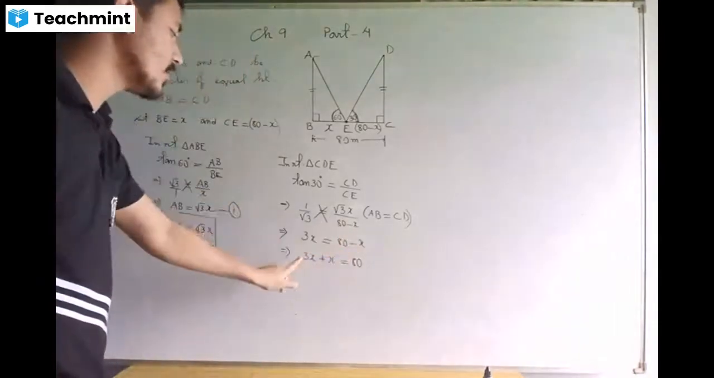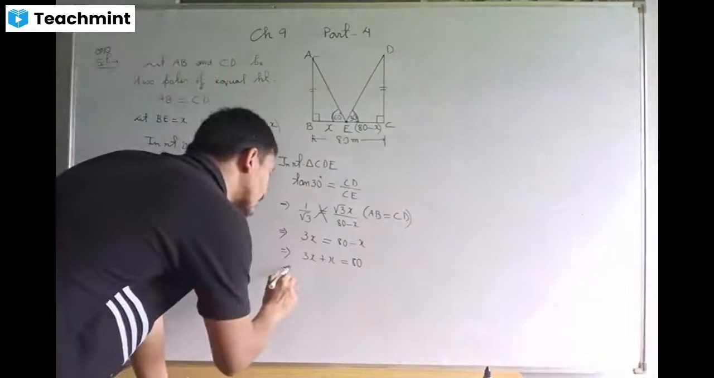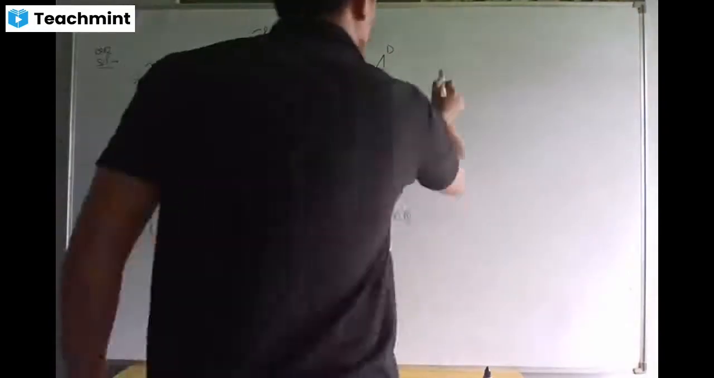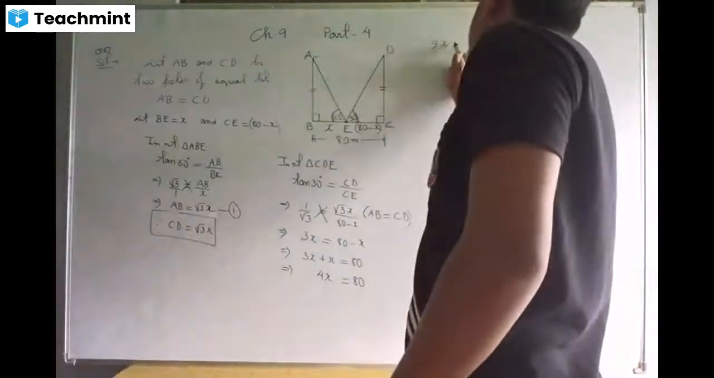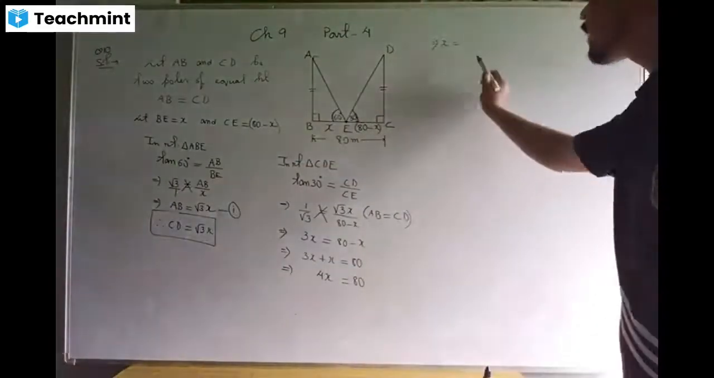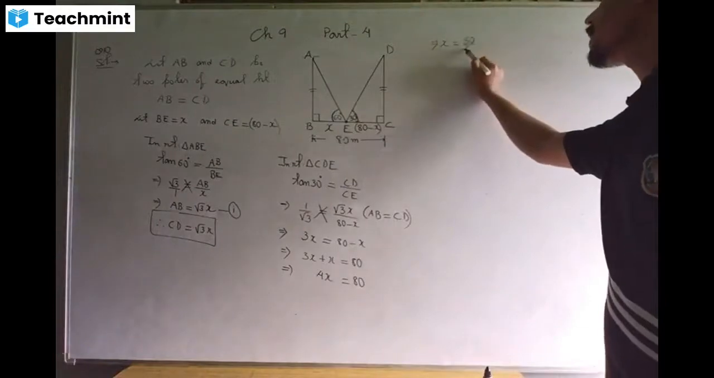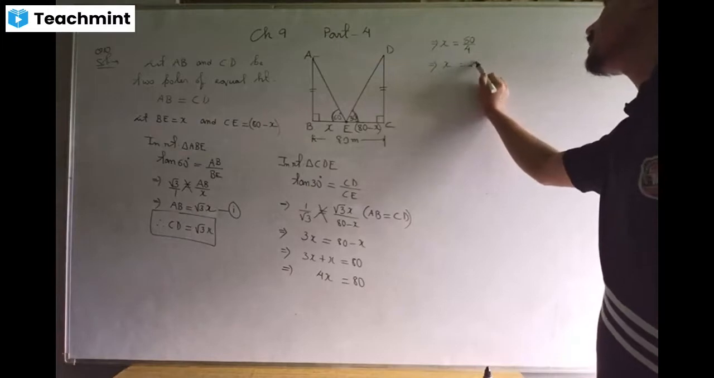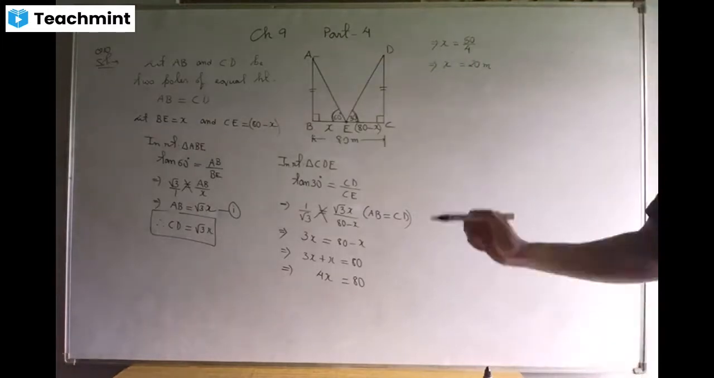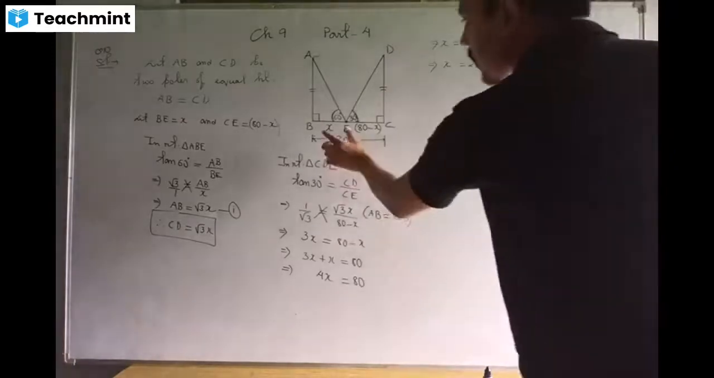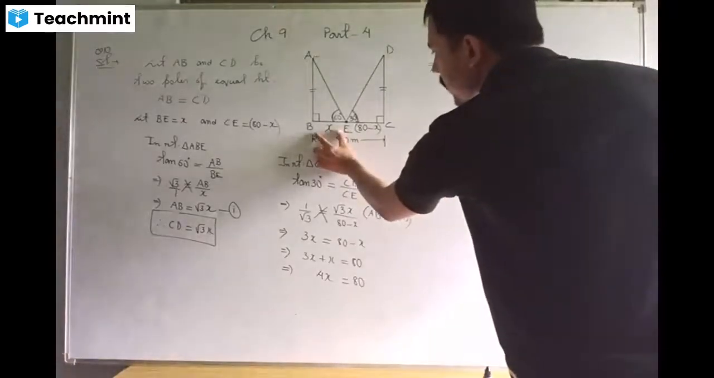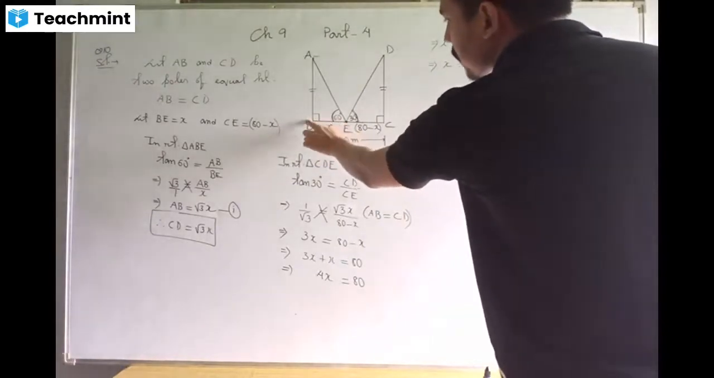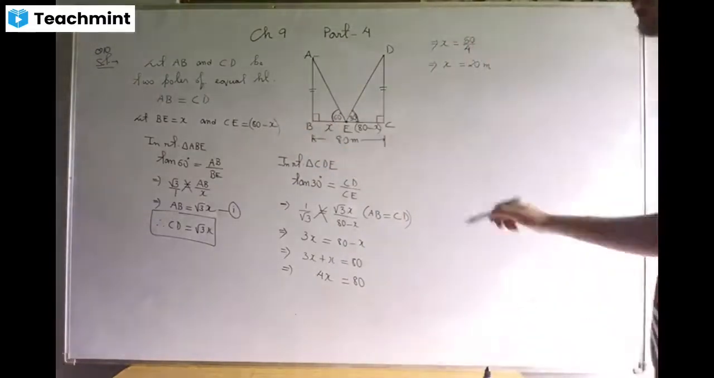Minus x can be transposed as plus x. 3x plus x, 4x is equal to 80. So this implies x is equal to 80 divided by 4, and that means x is equal to 20. So x is equal to 20 meters, which means the length of BE is 20 meters. That means the distance of this point from the first pole is 20 meters.